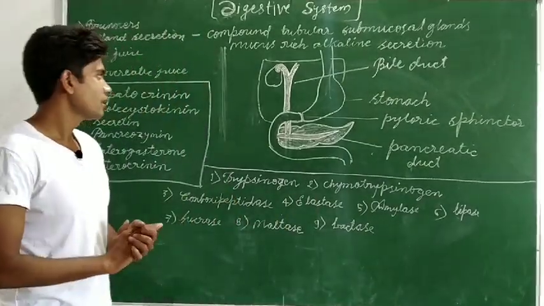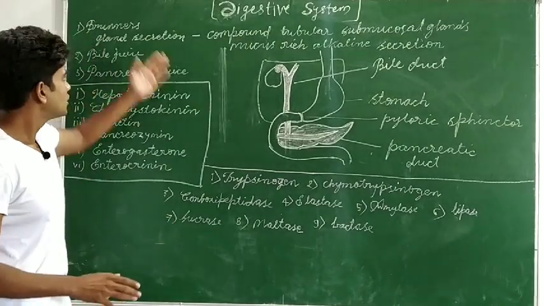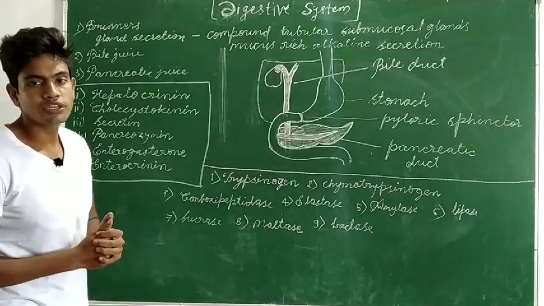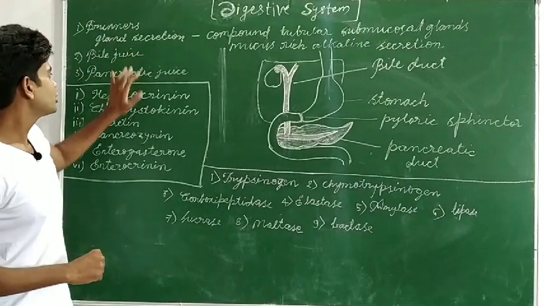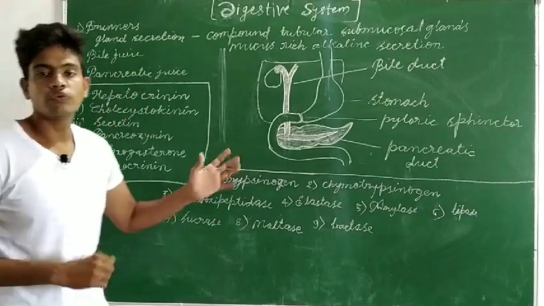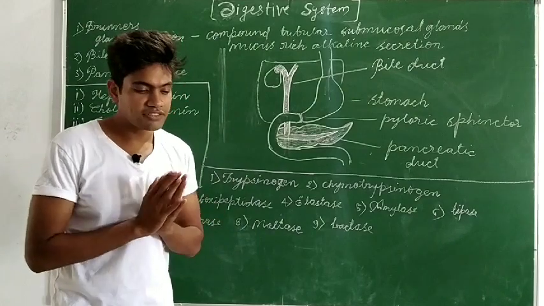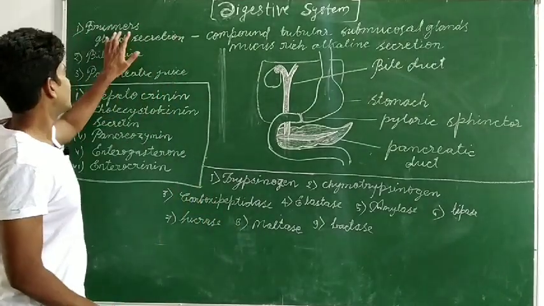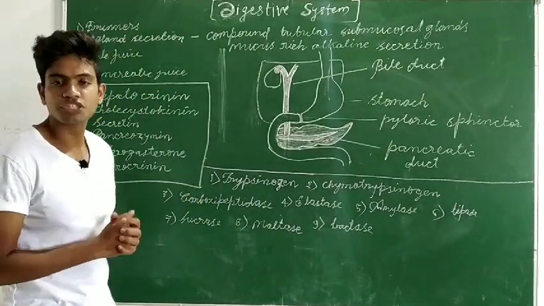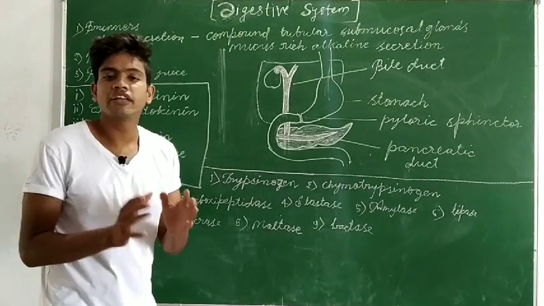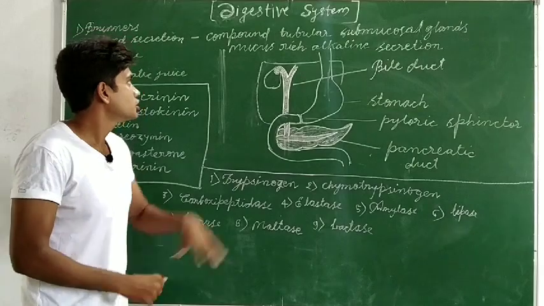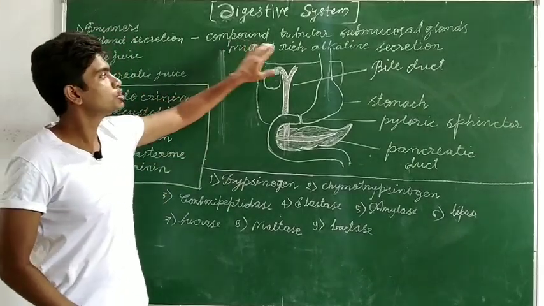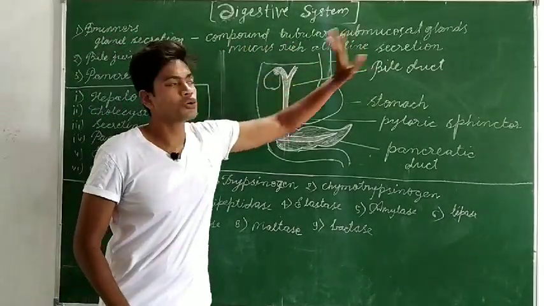Now, as we said, the chyme is mixed with three kinds of secretion, that is Brunner's gland secretion, bile juice and pancreatic juice. So we will talk about them. Let's first talk about Brunner's gland and its secretion. First of all, it is very important for us to know what Brunner's glands are. Now see, Brunner's glands are compound tubular submucosal glands.